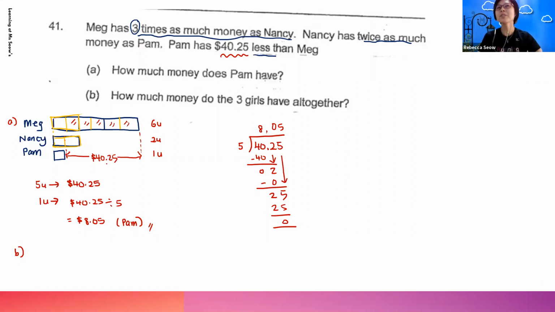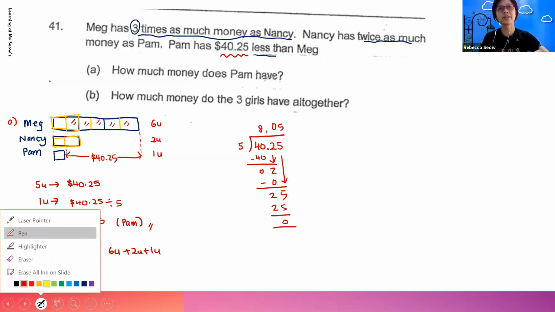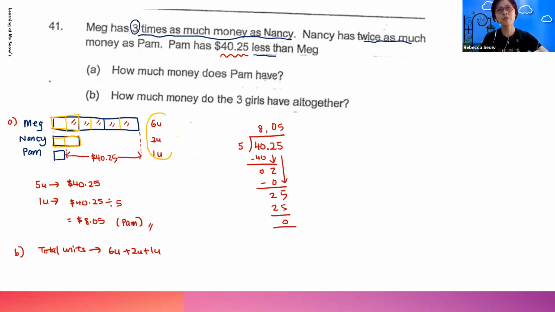Now, how much money do the 3 girls have altogether? Once you have the value for 1 unit, it's pretty easy to find the answer to every other question. For the 3 girls altogether, you have to count all the units that they have. So the total units will be 6 units plus 2 units plus 1 unit. I got this information from here. That's why if we tally it beforehand, it's so much easier to refer back to our diagram and get our units.